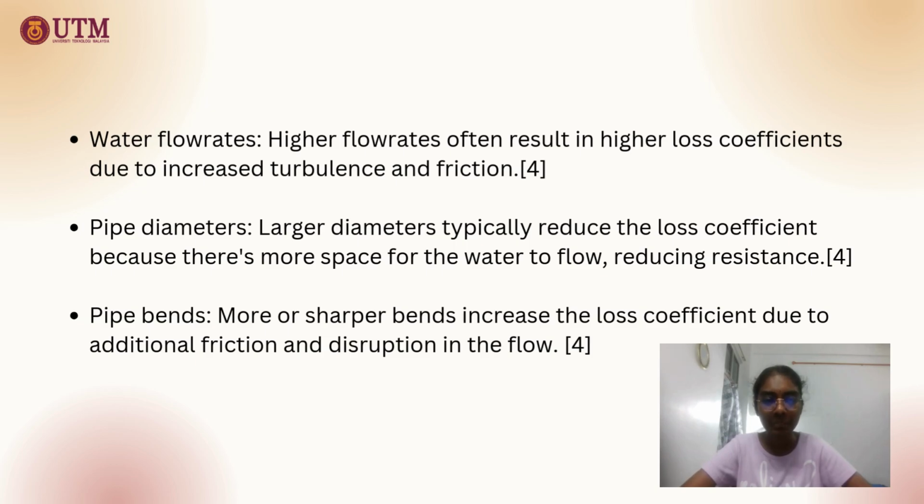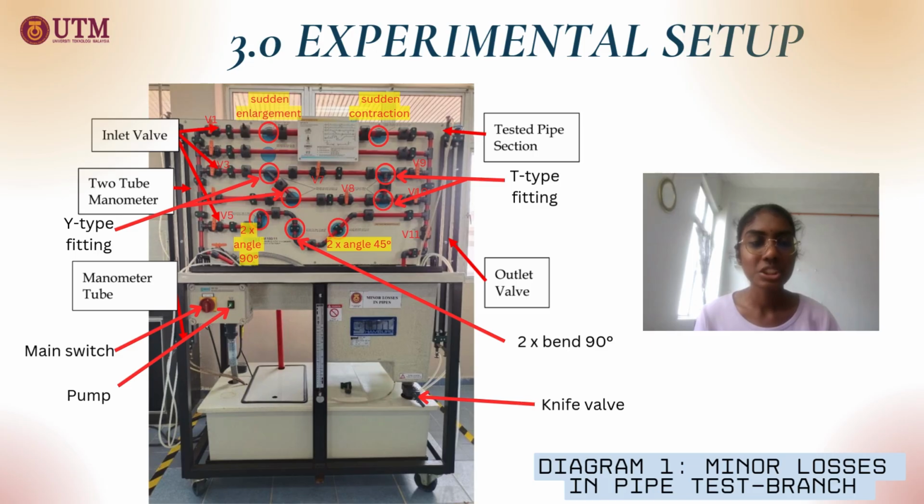At the end of this experiment, we are expecting results which has higher flow rate for higher loss coefficients, larger diameter and sharper bends for smaller loss coefficient. As shown in the diagram, the experiment was conducted in the pipe test branch with 7 different fittings.